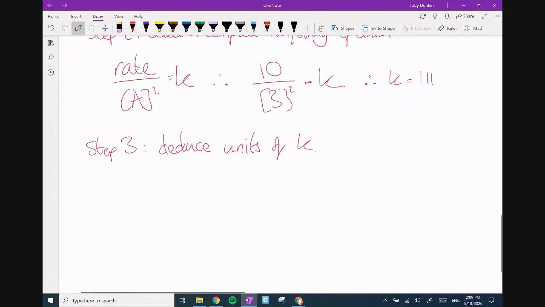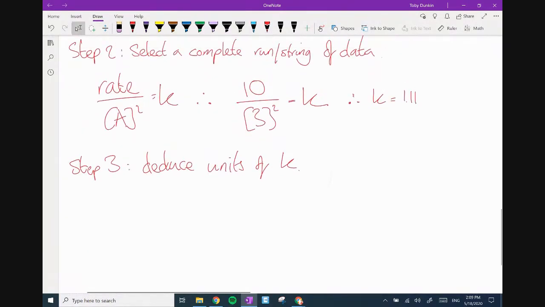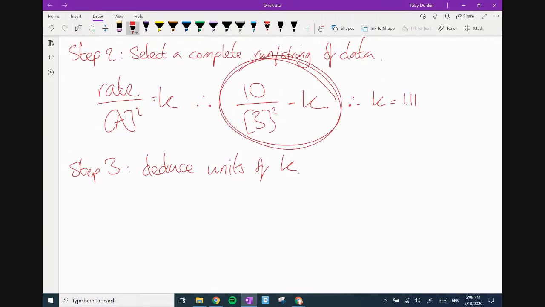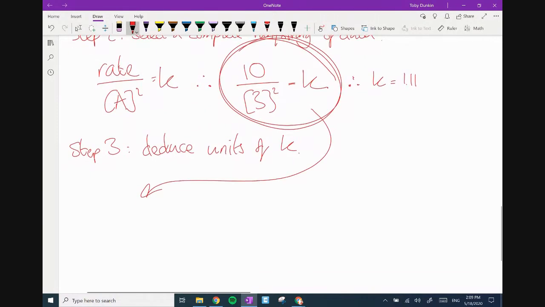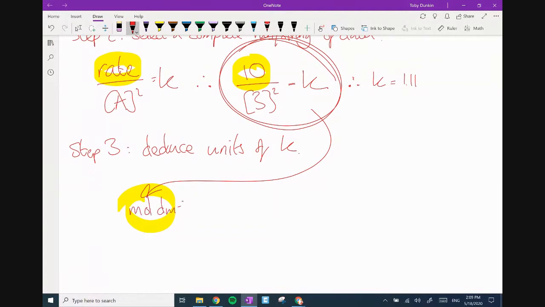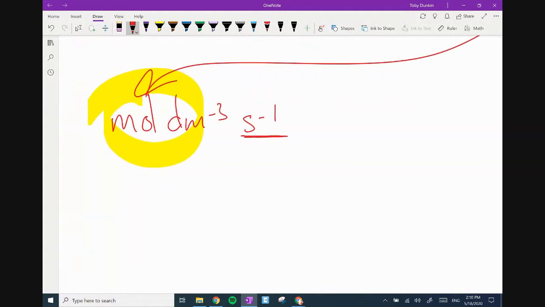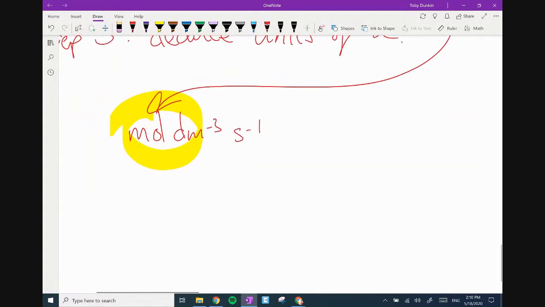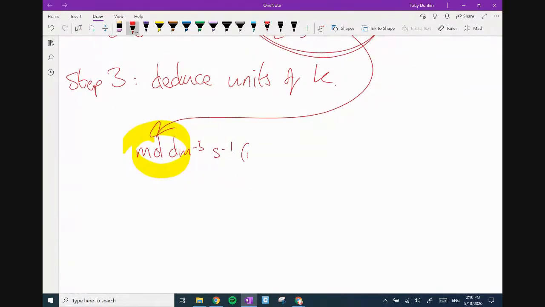The reason why is because you need to convert this equation here into a units equation. So the top number was rate. What are the units for the rate? Now, the great thing is the rate units are told to you in the table. The rate unit is moles per dm cubed per second. The reason why k always has units is because you can never get rid of the s to the minus 1, just so you know. So this is the units for rate.